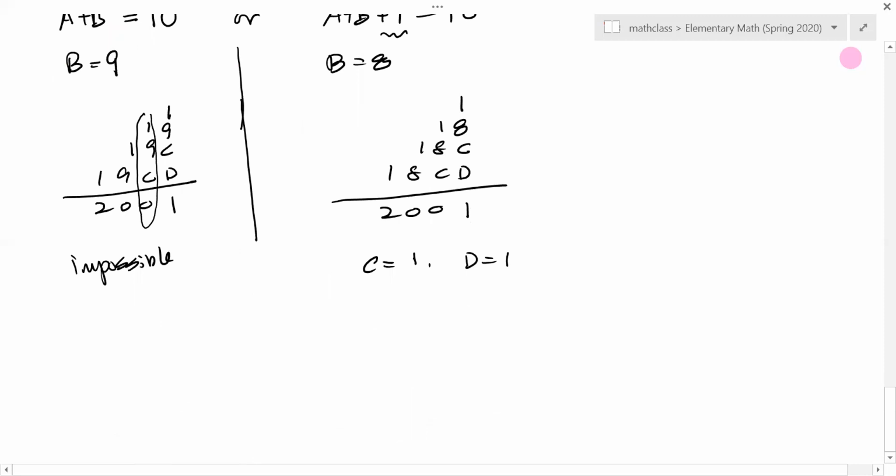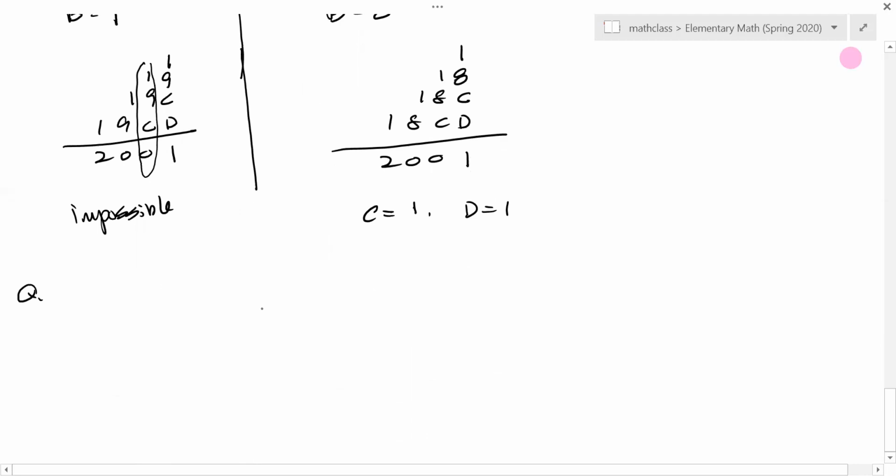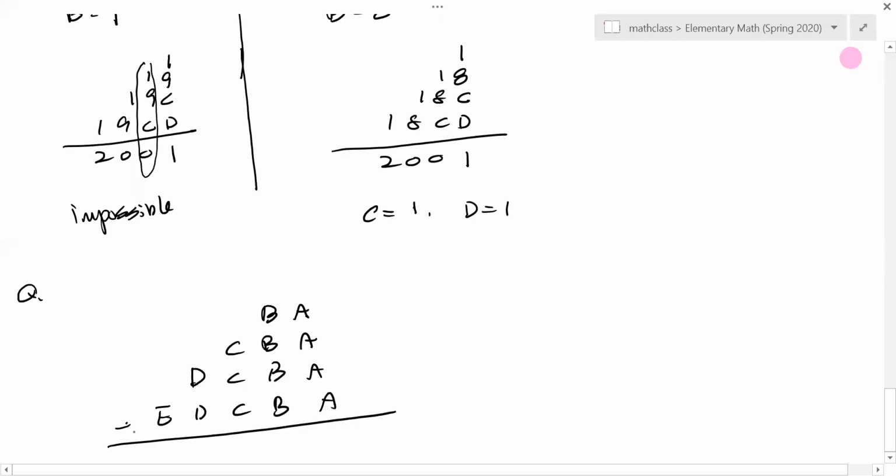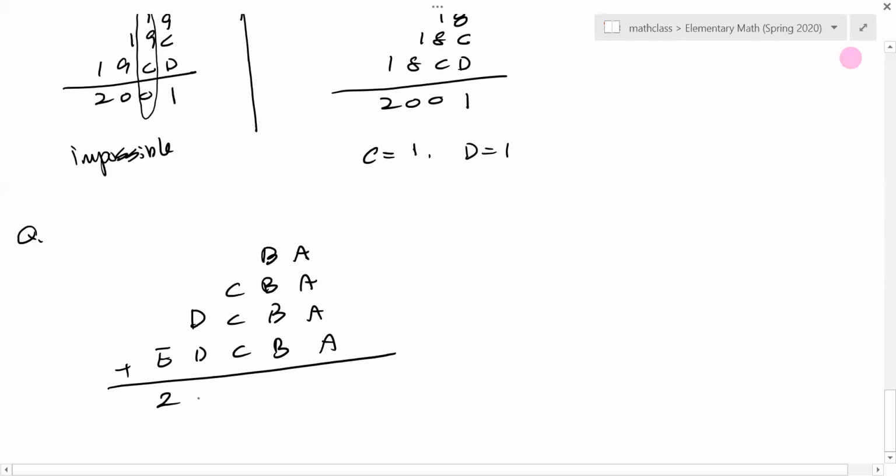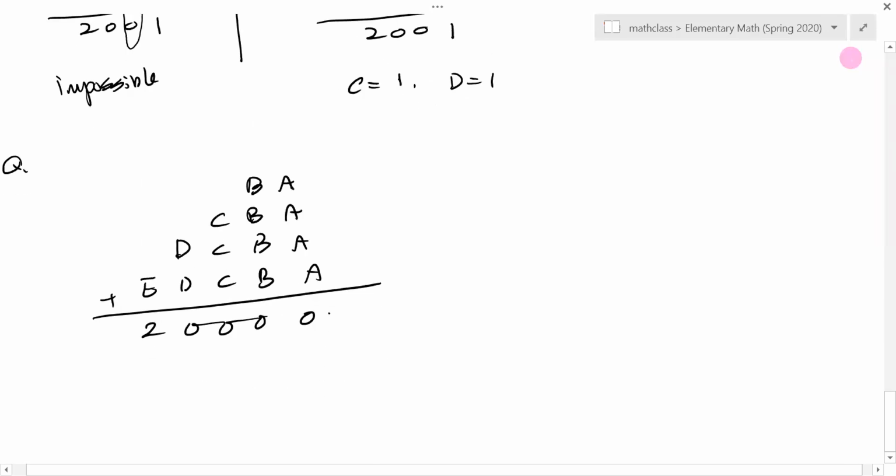So it's a little bit of a challenge, okay? So we're going to look at the next one, okay? BA, CBA, DCBA, and EDCBA. And add them together, I got 2,000. Okay. And can we find A, B, C, D, E?